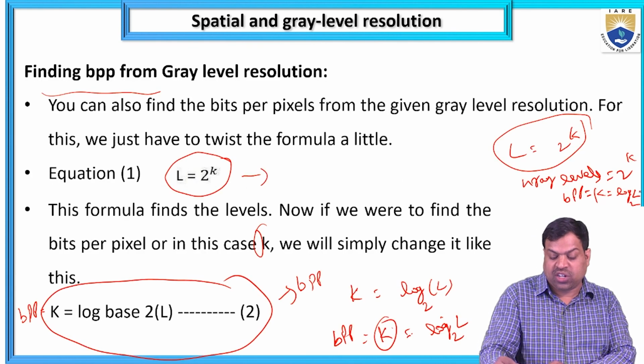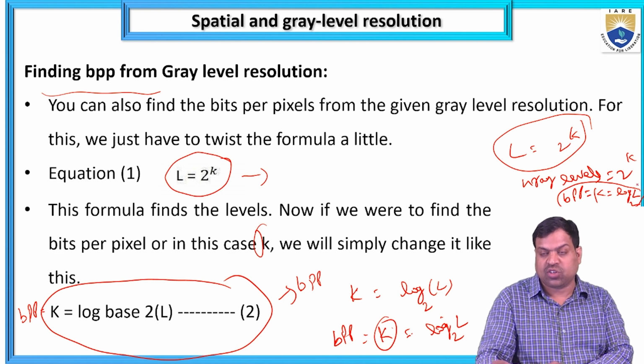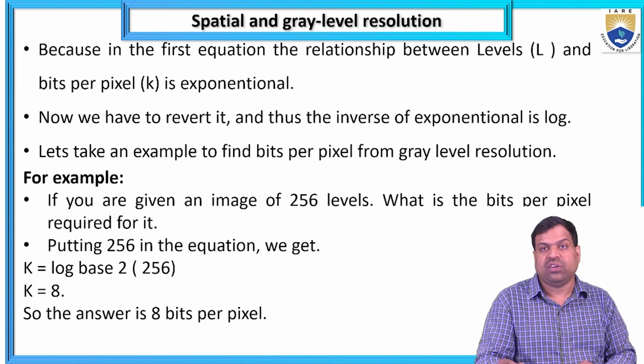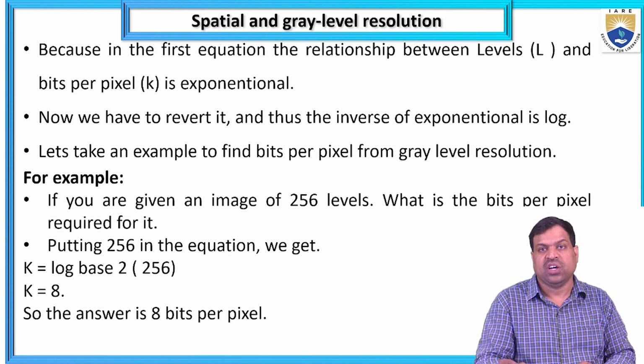So is it exponential or not? BPP is equal to k, which is equal to log L base 2. Because of the first equation, the relationship between L and k is an exponential function. We have to revert it: the inverse of the exponential is the log. We have to take an example to find out the bits per pixel, BPP, from the gray level resolution.